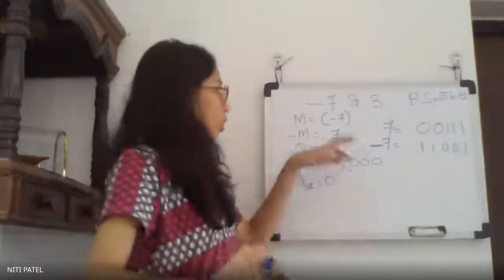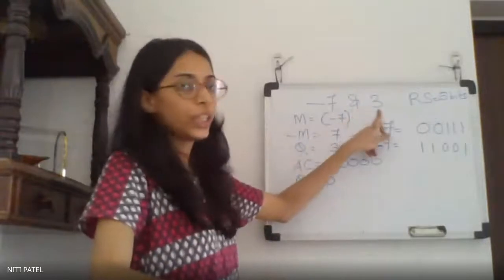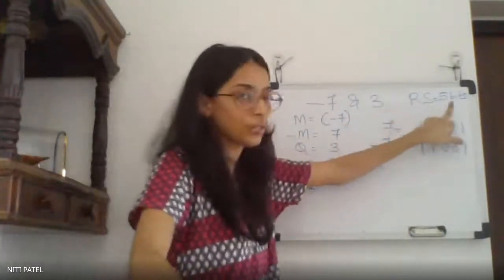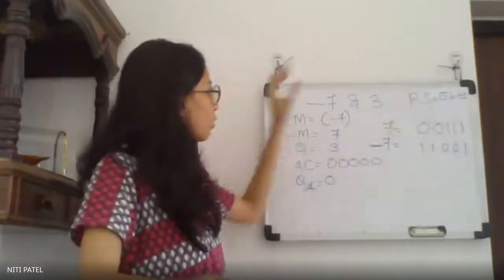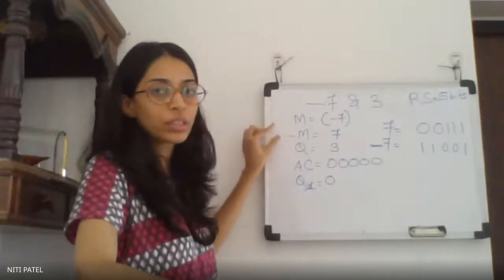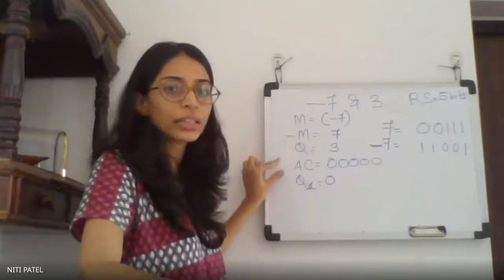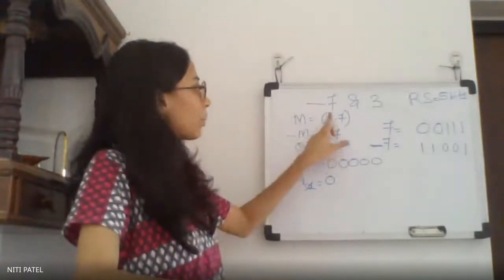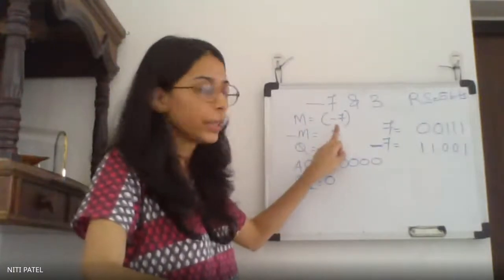Okay. So minus 7 into 3, we are multiplying using Booth's algorithm where the size of register is 5 bits. So to solve this, we identify what is M, what is minus M, what is Q, what is AC and what is Q minus 1. Your M is nothing but minus 7, which is multiplicand.